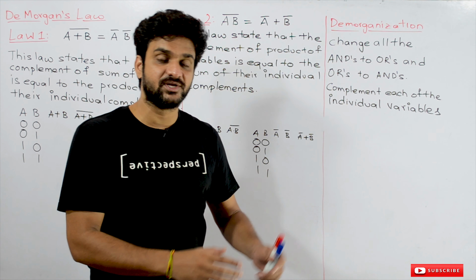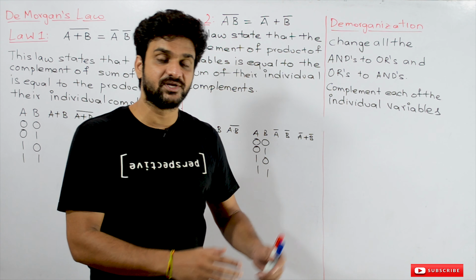So this De Morgan's law can be represented, and both of them are going to generate the same output. The De Morgan's law can be extended to any number of variables or any combination of variables also. Now coming to the second law of De Morgan's law.